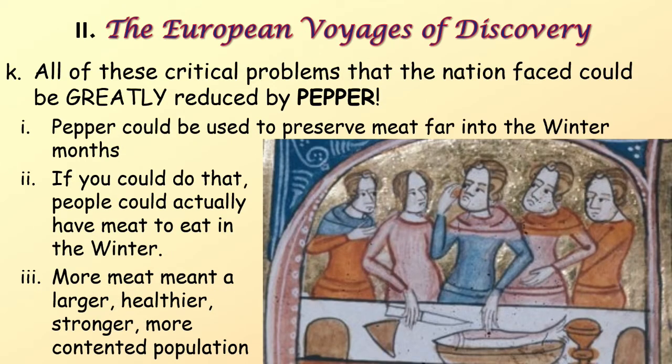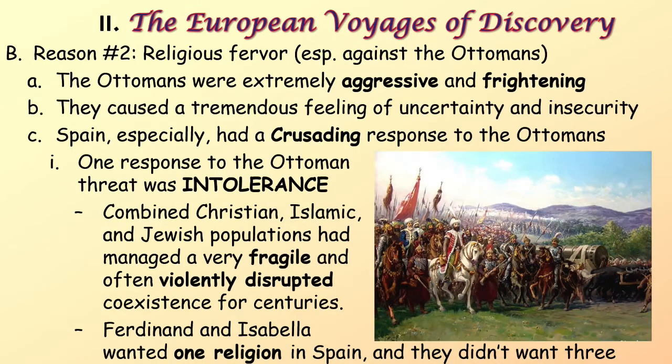And all of these critical problems that I just mentioned that a nation faced could be greatly reduced by one thing, and that was pepper. Pepper could be used to preserve meat far into the winter months. And if you could do that, then people could actually have meat to eat in the winter. And more meat meant a larger, healthier, stronger, more contented population.